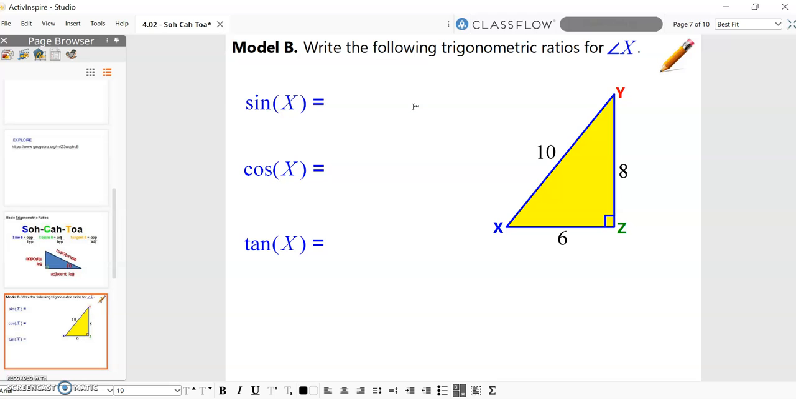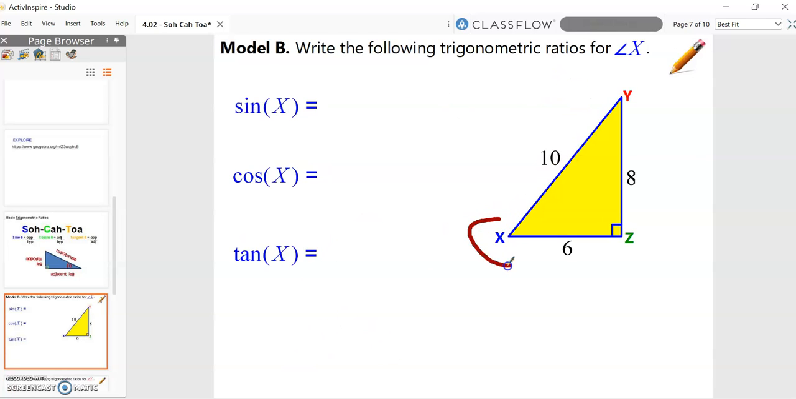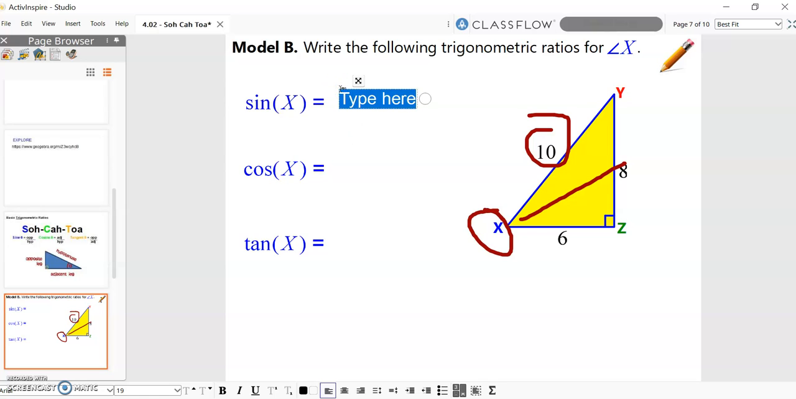So write the following trigonometric ratios for angle x. So angle x is down here. So sine, remember sine is opposite over hypotenuse. So we get opposite is 8, hypotenuse is 10. And that can be simplified to 4 over 5, technically. So I'm going to do that. All right, there should probably be an equal sign in here. Boom. There you go.